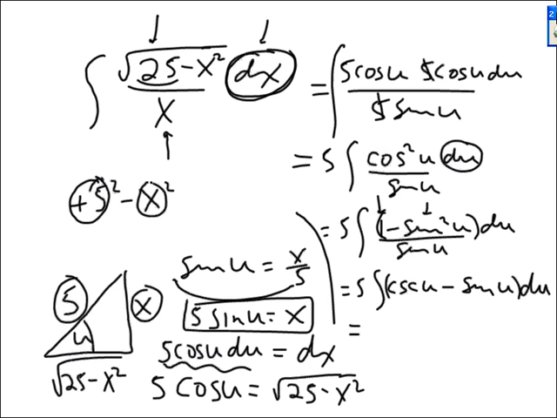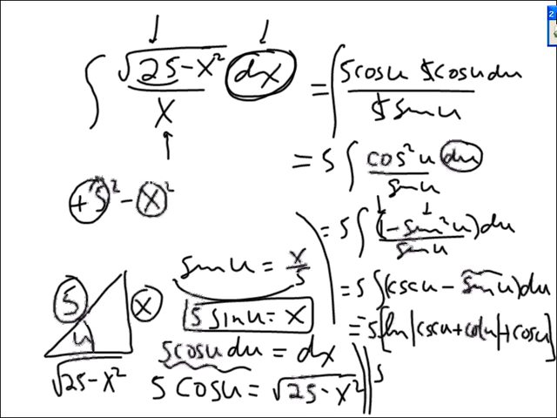Now, the integral of cosecant u, I'm pretty sure it was negative ln of cosecant u plus cotangent u, minus the integral of sine u, which is negative cosine u. And the whole thing gets multiplied by 5. I ran out of room, but plus c. So it's 5 ln of, now what is the cosecant of u?